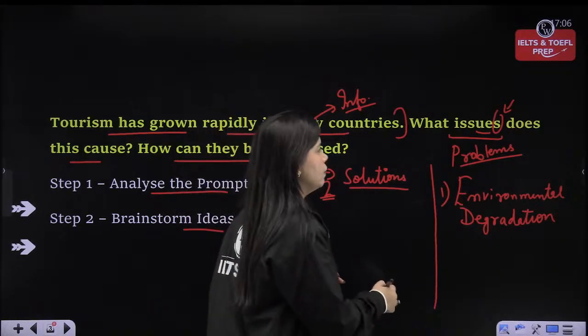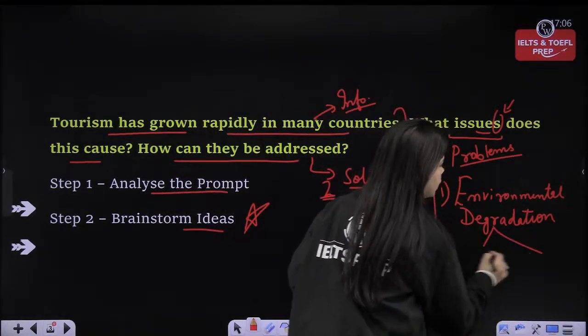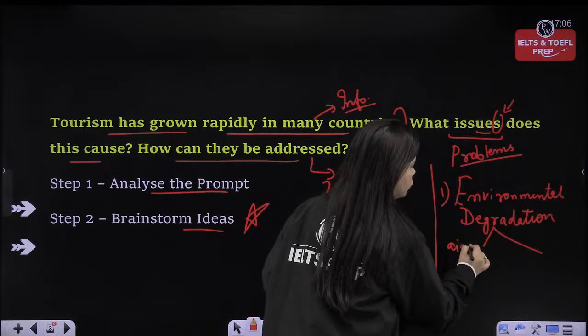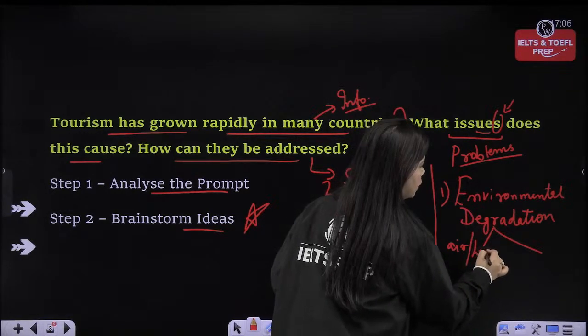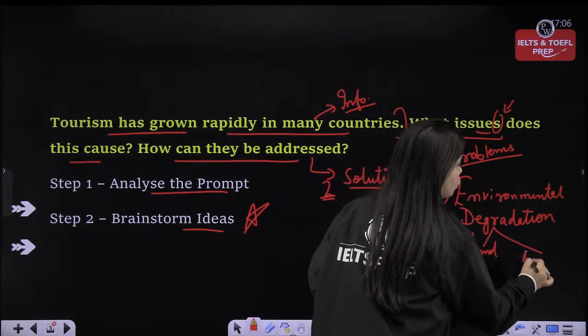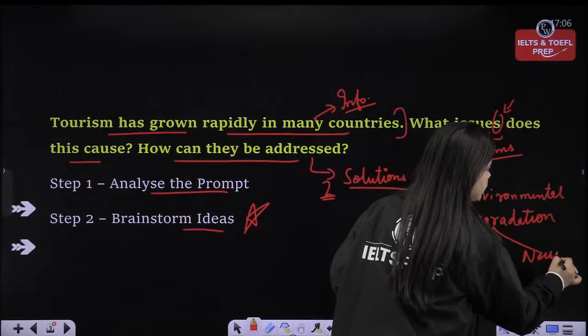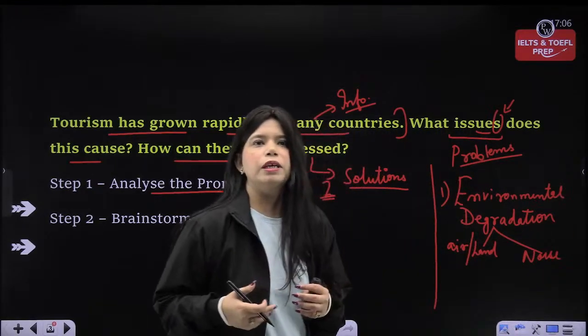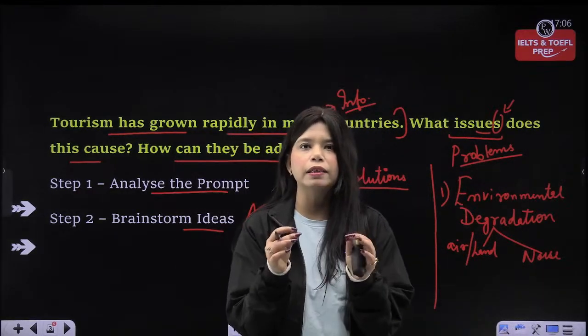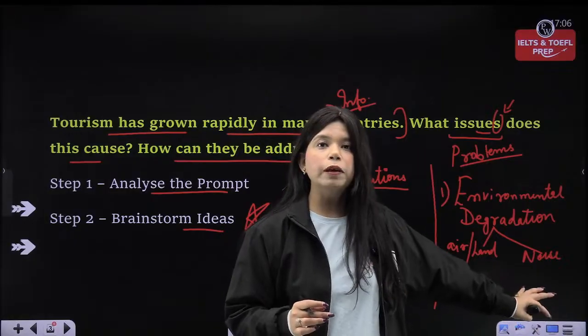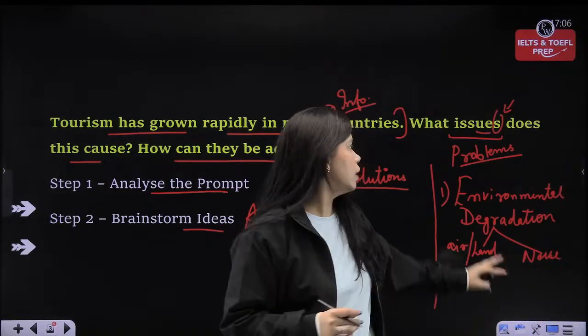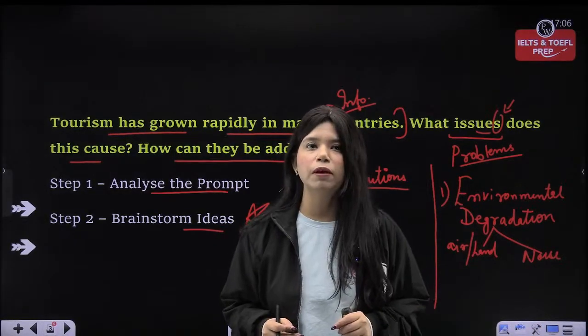So, how will we explain environmental degradation? We can talk about air pollution, we can also talk about land pollution, but noise pollution is also something that is created. When increment in tourism activities takes place in any certain area, noise pollution is also created. That's our idea number one, problem number one.